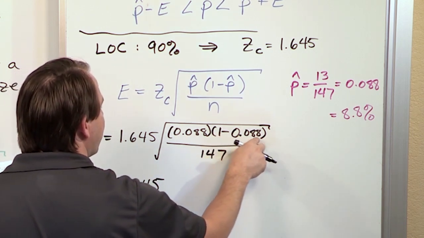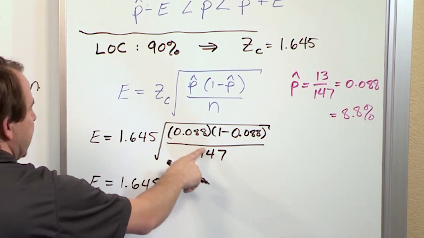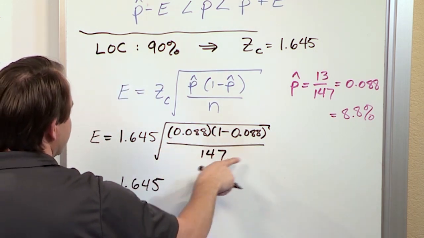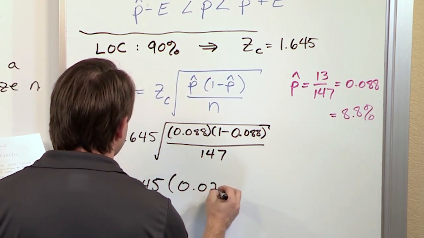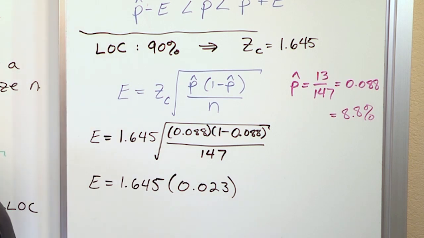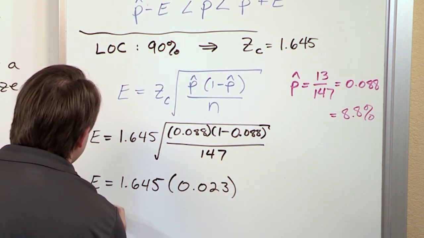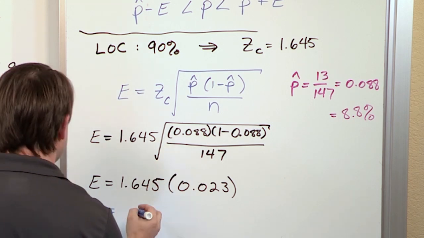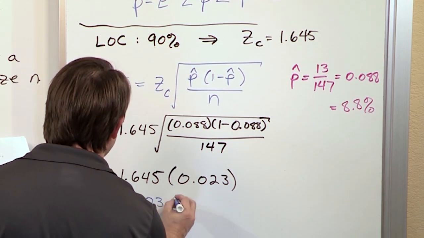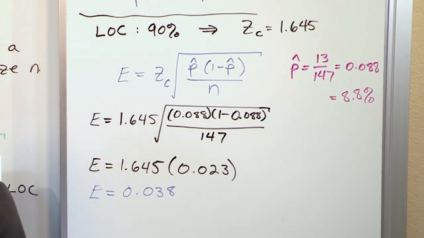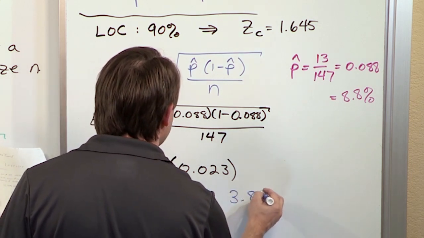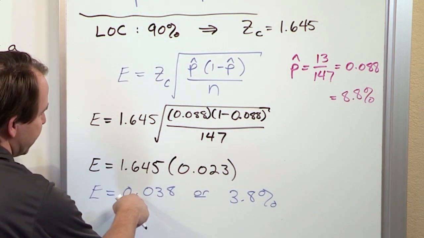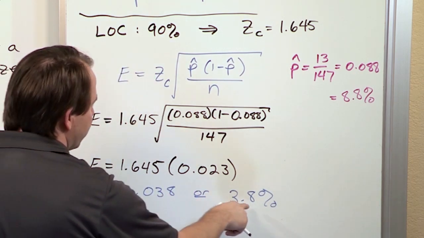Okay? And so what I end up getting is 1.645 times... if I take 1 minus 0.088, multiply by 0.088, divide by 147, this will give me a number, and then I take the square root of all of that, I would get 0.023. All right, so now I have two numbers to multiply. The margin of error when you multiply those is 0.038. This is how you express it as a decimal, but since this is all about proportions, you can also express it as a percentage, 3.8%, because you multiply by 100, shift the decimal 2 spots, and it becomes 3.8%.